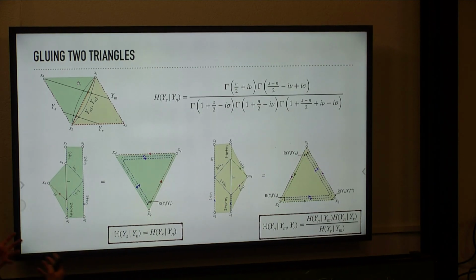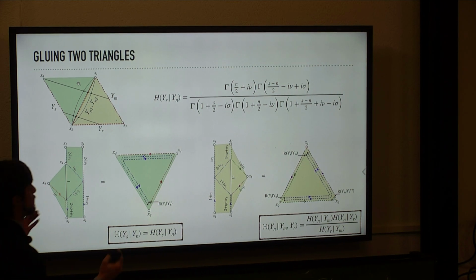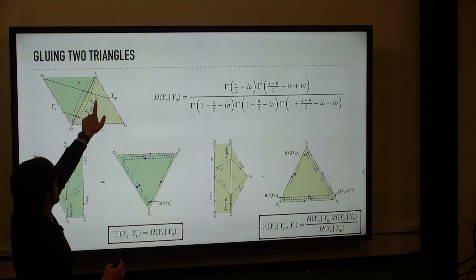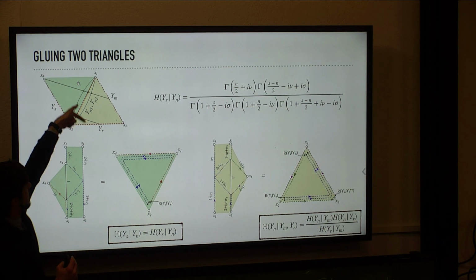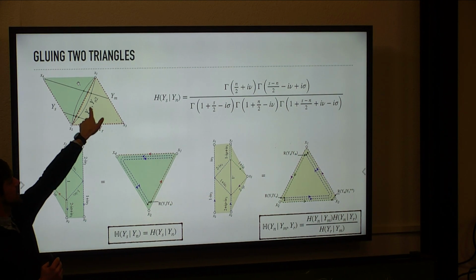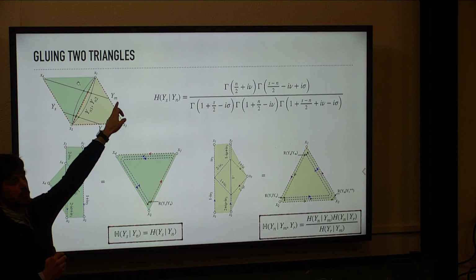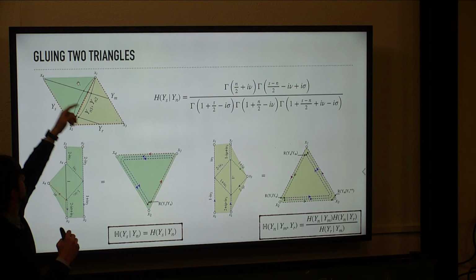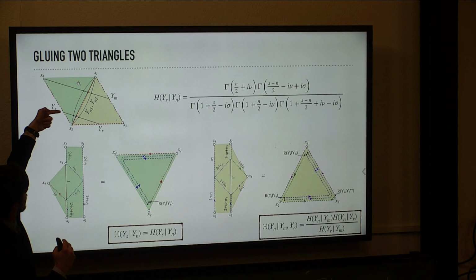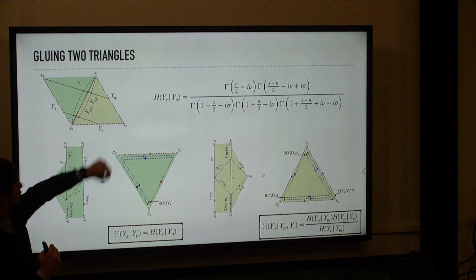So let me take 2 of these triangles in a specific example. I have 1 cut, which crosses 2 propagators, so I have 2 excitations, yn1 and yn2. Here I have only 1 propagator, so 1 excitation, a spin chain of length 1. Here I also have a spin chain of length 1, and here also a spin chain of length 1.